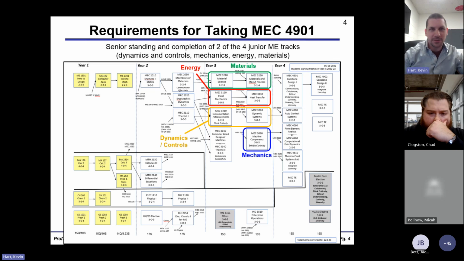It's not officially on the registrar books that you have to complete 2 of those 4, so you're not going to be removed if you haven't done that. But we're pushing to have that requirement in place in the future. So that's that.